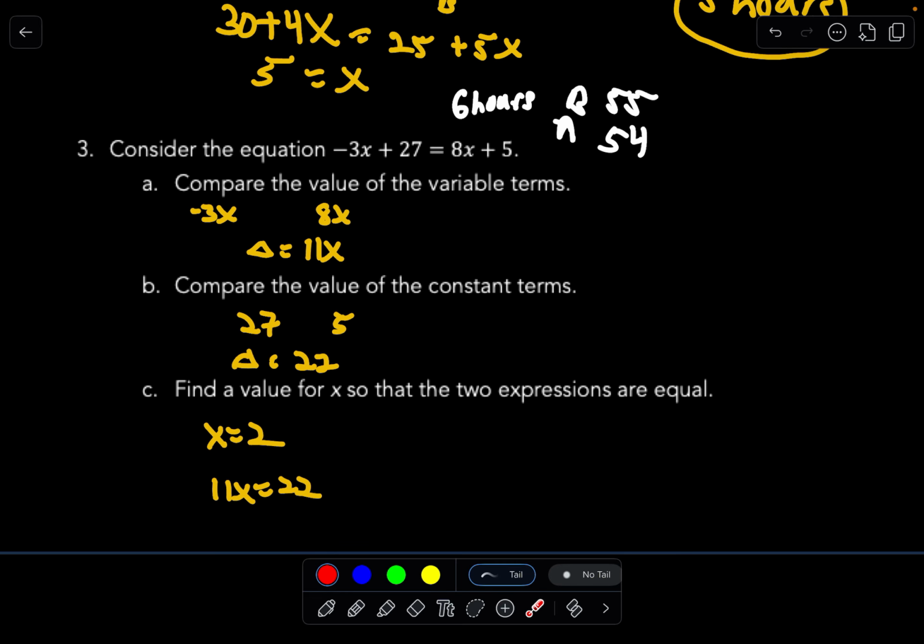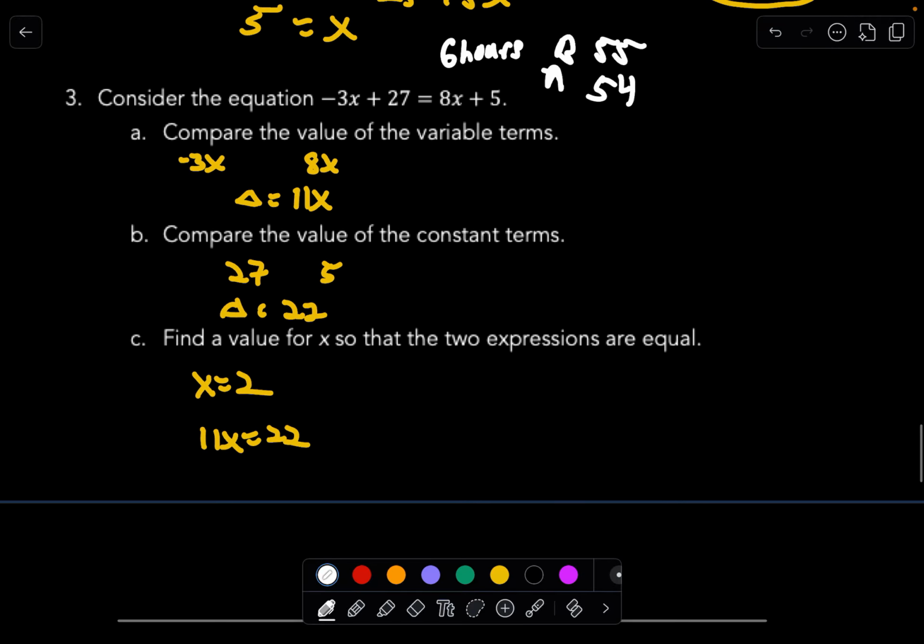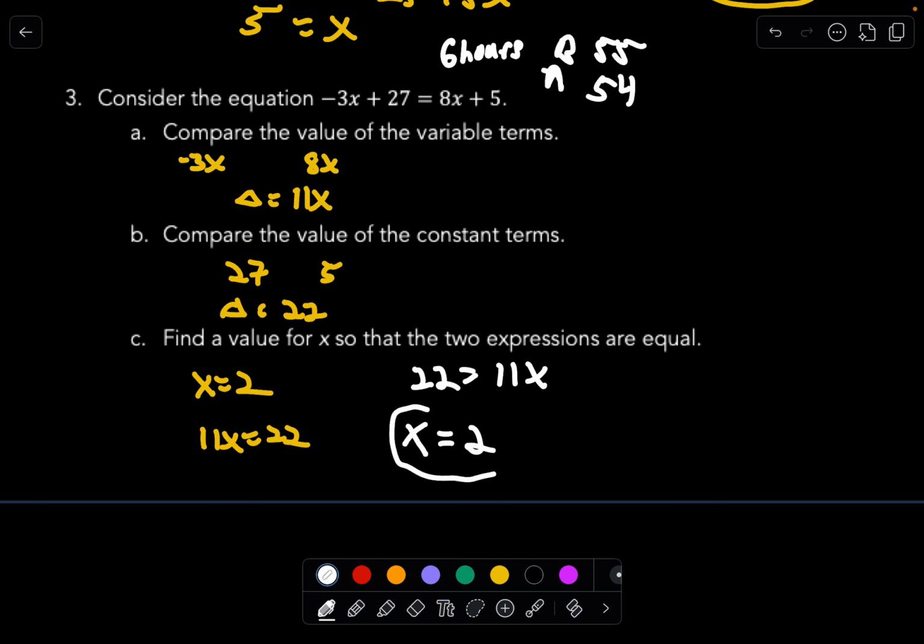Okay. Compare the value of the constant terms. Well, 27 on the left and 5 on the right. The difference is 22. So that means that the left has $22 more than the right. Okay. So we have 22 must equal the 11x difference. So divide by 11 and you get x equals 2. So x equals 2 will make the equations equal. That's the way you can think about it.